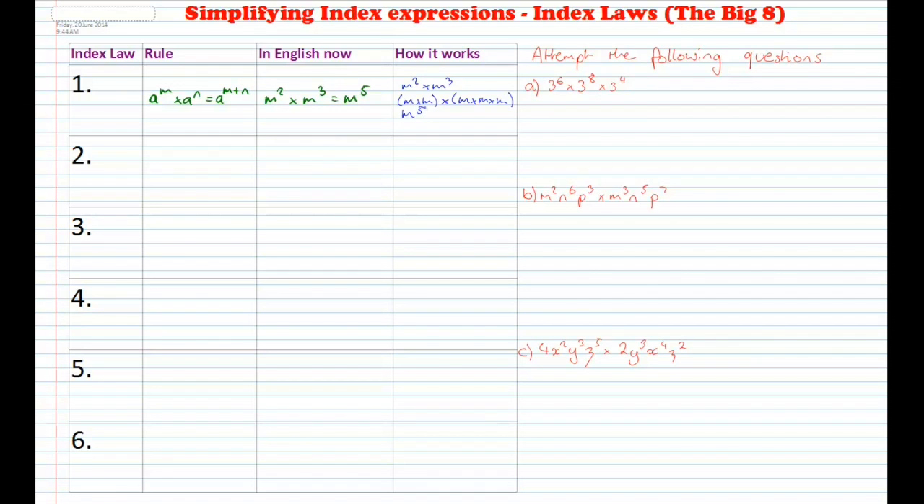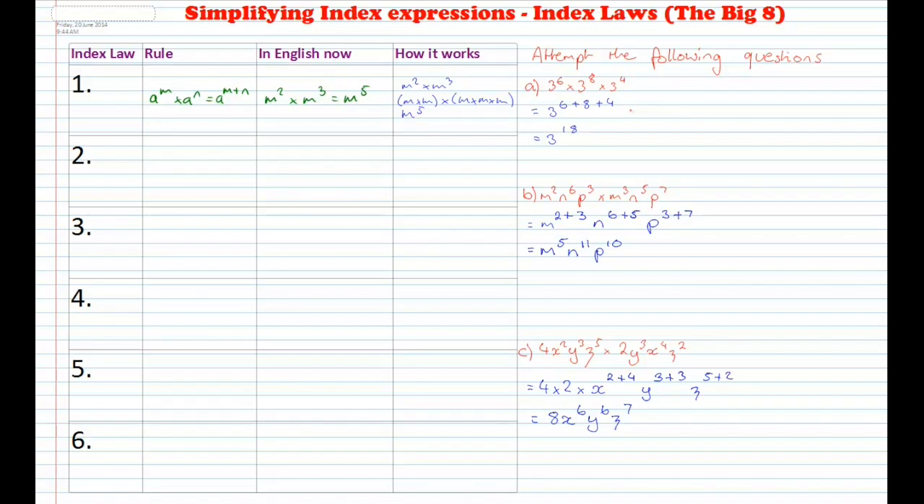So basically going to this now, what I want you to do is just press pause and attempt the following questions. A: 3 to the power of 6 times 3 to the power of 8 times 3 to the power of 4. For B: m squared n to the power of 6 p cubed times m cubed n to the power of 5 p to the power of 7. And for C: 4x squared y cubed z to the power of 5 times 2y cubed x to the power of 4 z squared. Remember when you're done to press play so you can check your answers against mine.